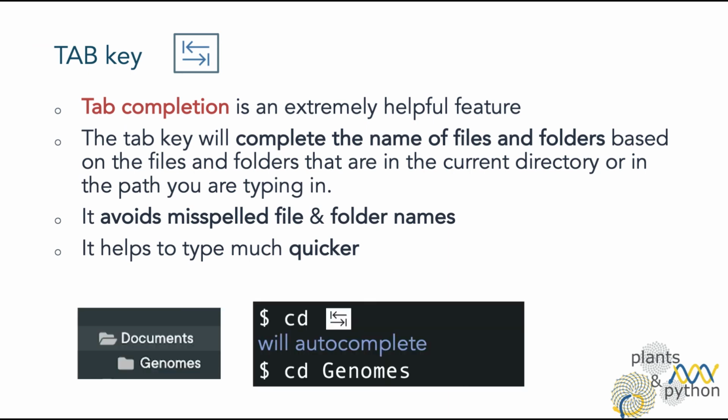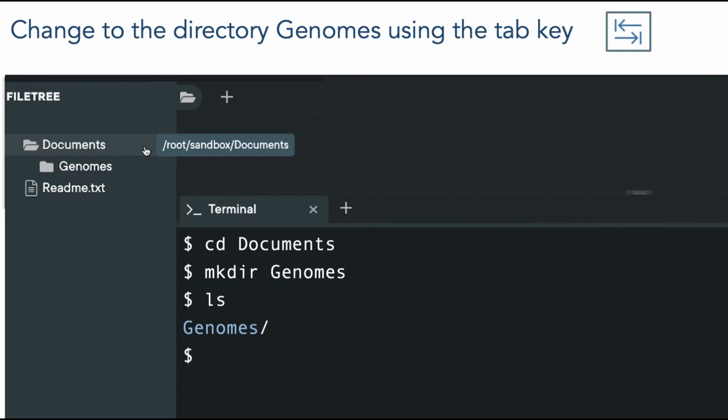For example, if we are in Documents and want to change to the directory Genomes, you can just press the Tab key and it will print Genomes, since it is the only folder in your directory. However, if you had more folders, you would have to type the first letter or the first few letters in order to be more specific and the system can complete the correct name. Now try it yourself. Change to the folder Genomes using cd and tab completion and then click Enter.